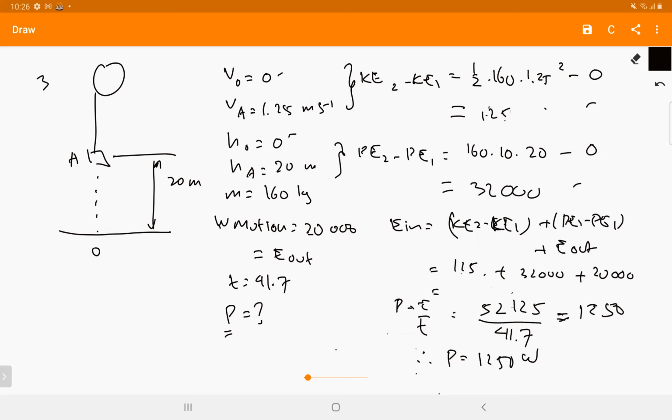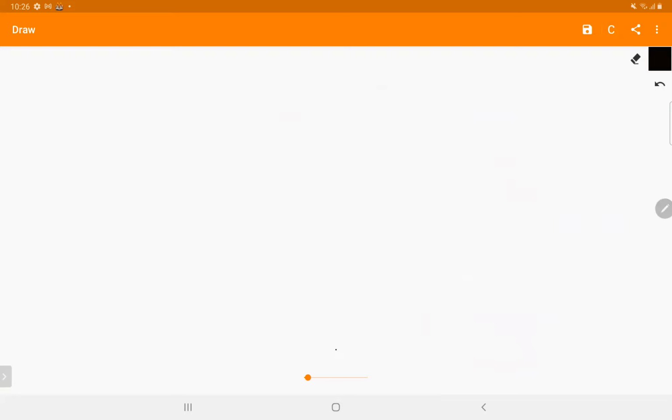Any questions? This is a past paper question, so this is what you are likely to find in the real exam. It is a real question, similar to this. If you have no questions, I'm going to go to the next one. Question number 4 is not a past paper question, so we're not going to do it, but we're going to do question number 5.